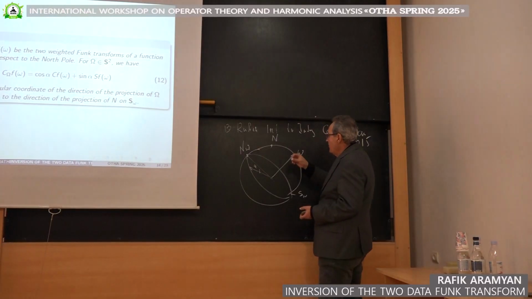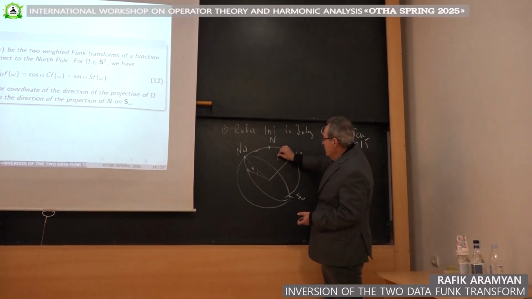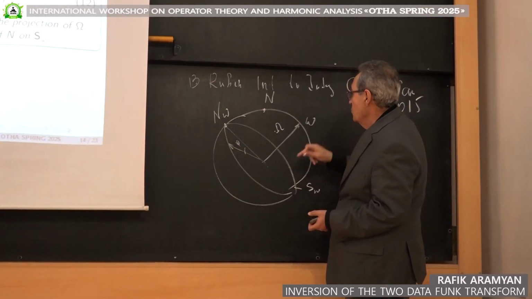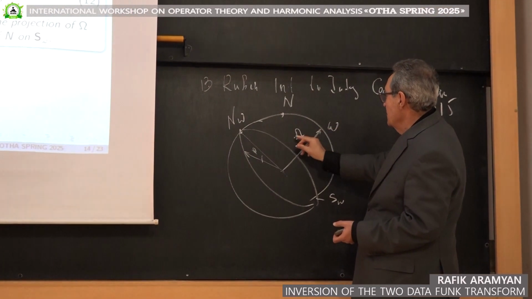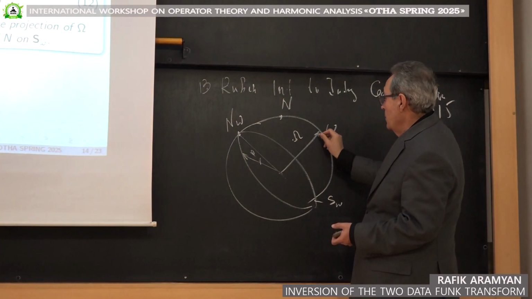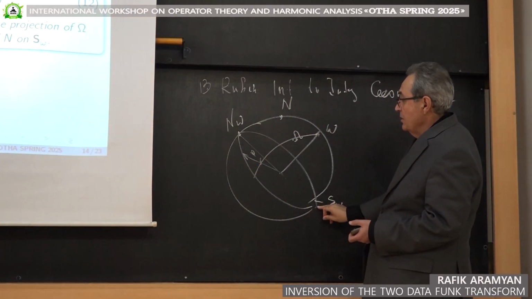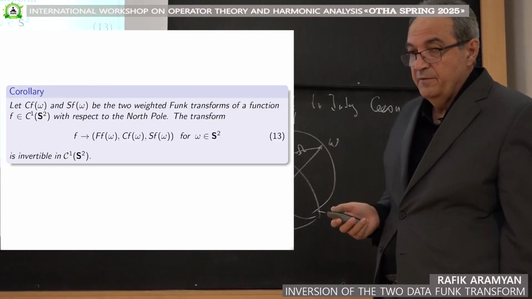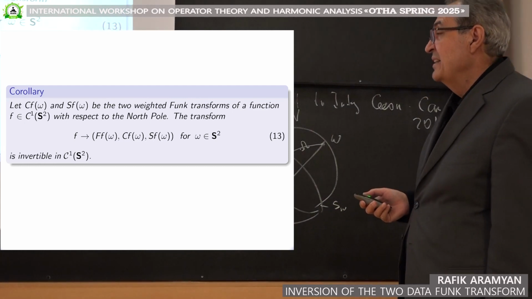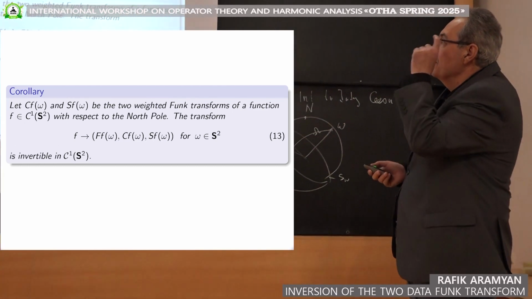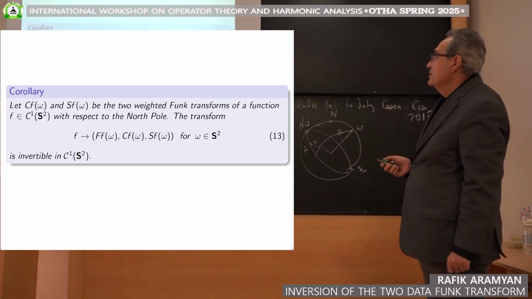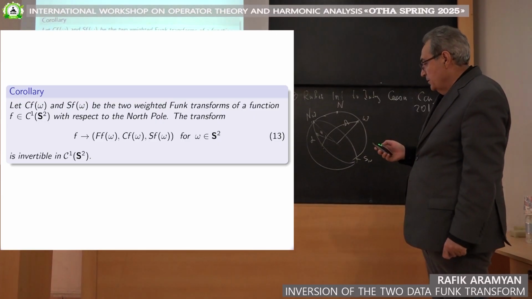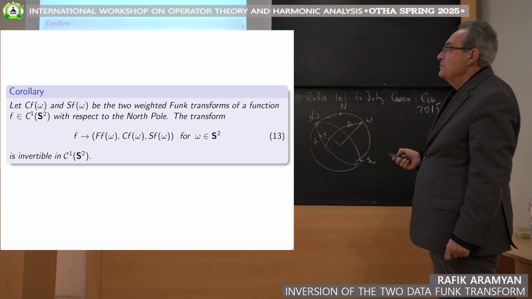For example, omega is in another direction. So we have the projection of the North Pole on S omega. We consider also the projection of the capital omega onto the circle, and alpha is the angle between these two projections. Thus, we have the following final result: let CF and SF be the two weighted transforms of a function with respect to one point, the North Pole. This transform is invertible in this form.